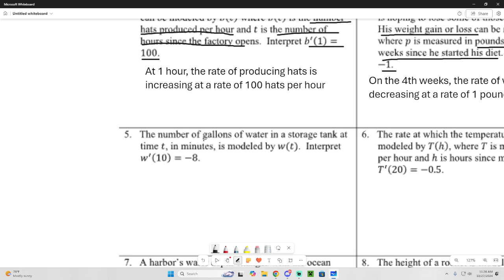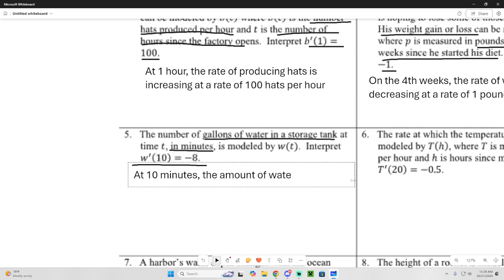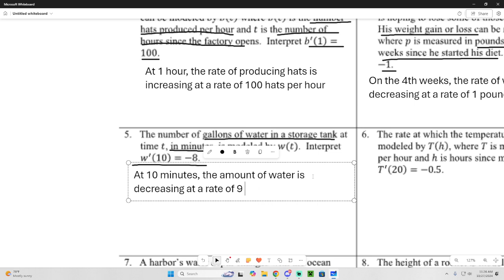Number of gallons of water in a storage tank. Gallons of water in a storage tank is measured at t in minutes, so that's our independent variable. It's modeled by W of t. Interpret W prime of 10 equals negative 8. Okay, at 10 minutes, because minutes is our independent variable, the amount of water is decreasing at a rate of 8 gallons per minute. And that is our answer.